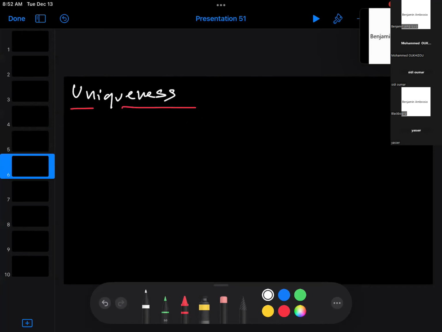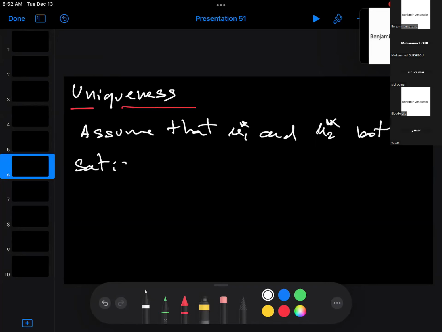All right, so next, we want to prove that if such a U star exists, it is unique. So as usual, let's pick up two such points in K. So assume that U1 star and U2 star both satisfy 2.